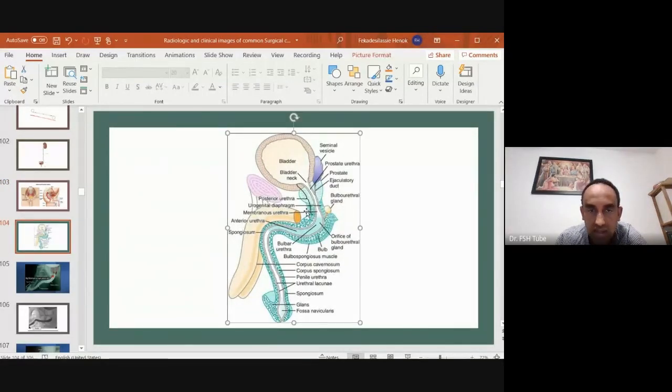This is a bulbar urethra surrounded by the bulb. This is a membranous part. And you have got the prosthetic part. The prostate is the prosthetic. This is the membranous urethra, this is the bulbar urethra, and this is the penile urethra.